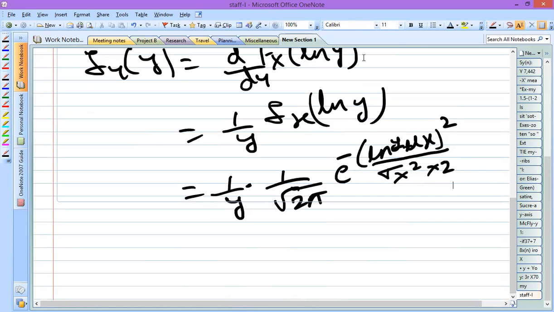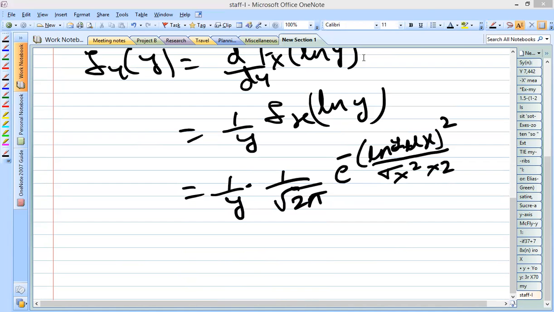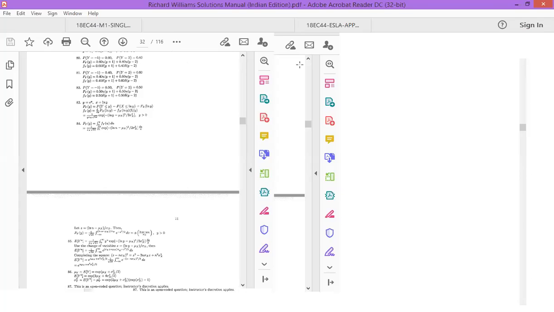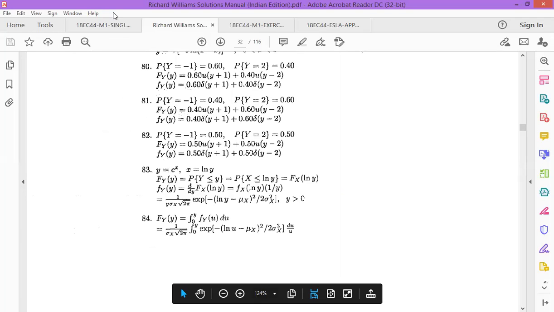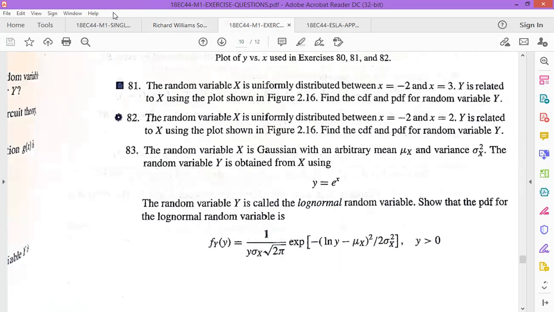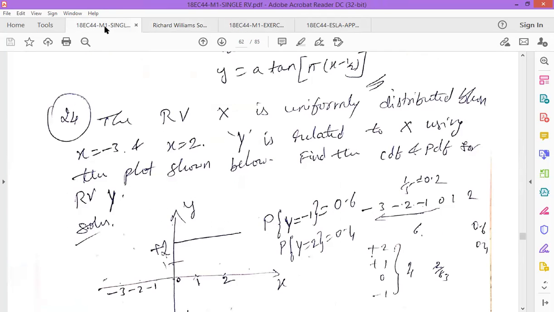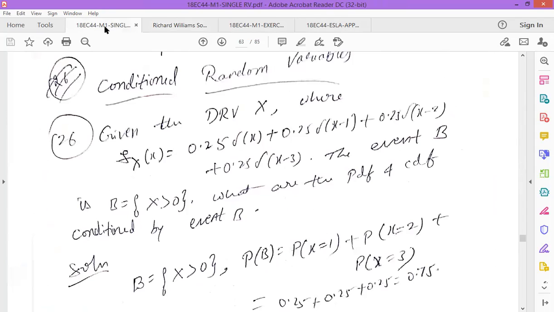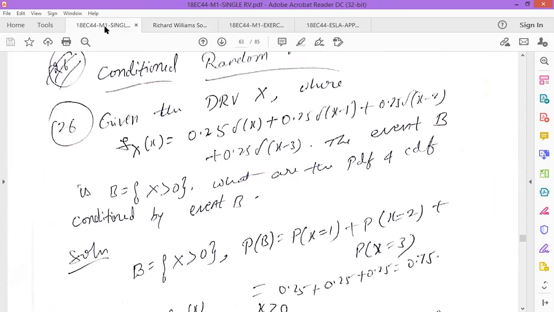Here it seems to be a very complicated problem, but you need to know how to solve the equation. Okay. And next we'll take up the problems on the conditioned random variable. So a few problems I'm going to solve here. We are going to take the first problem on the conditioned random variable. Almost we are at the end of this module 1. So for the conditioned random variable, we are going to take the 88th problem.